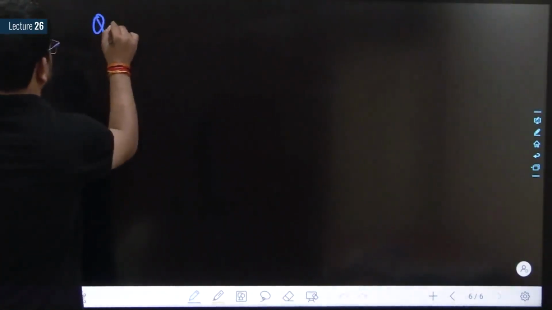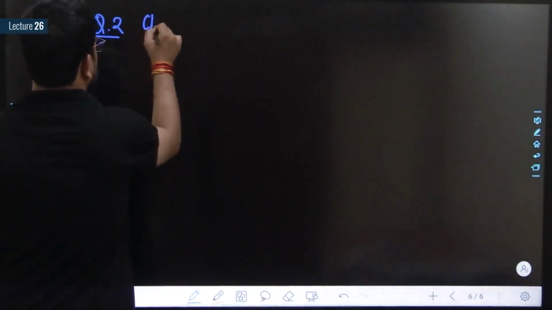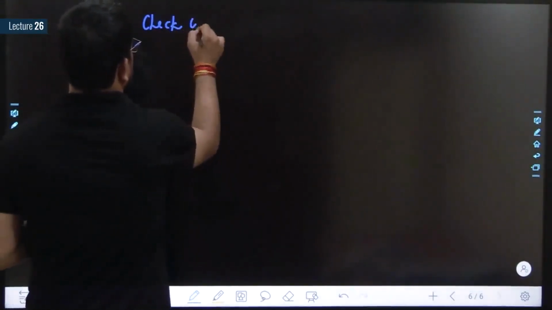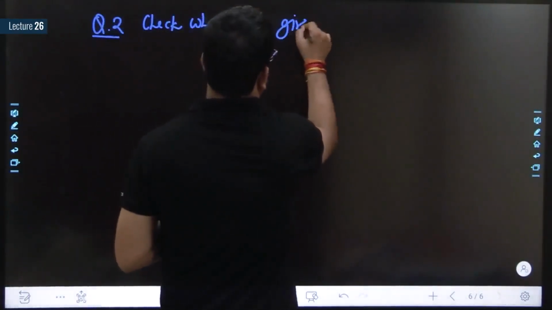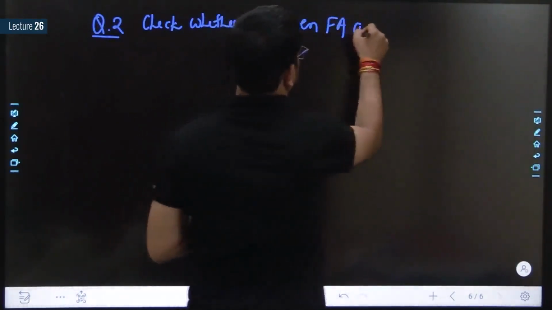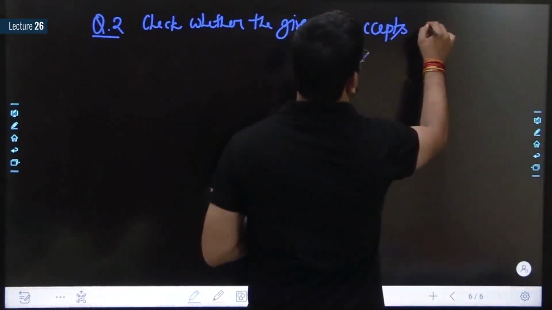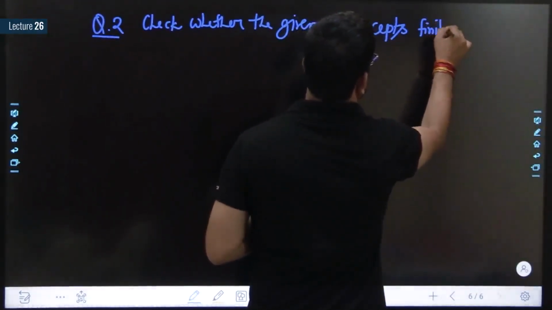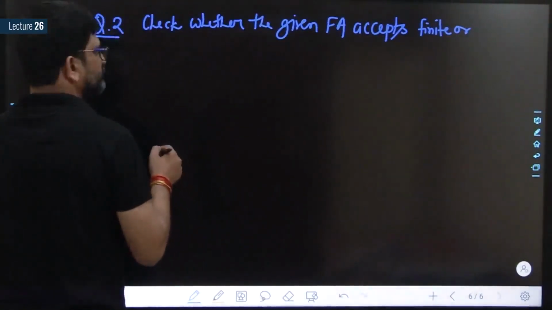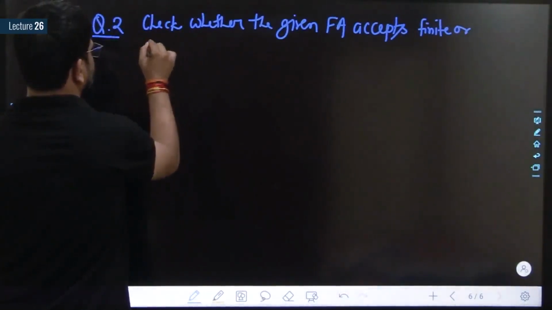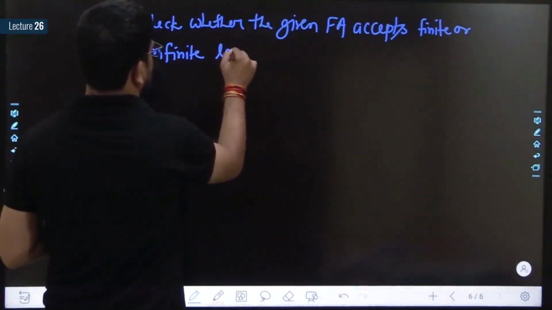Check whether the given finite automata accepts finite or infinite language.